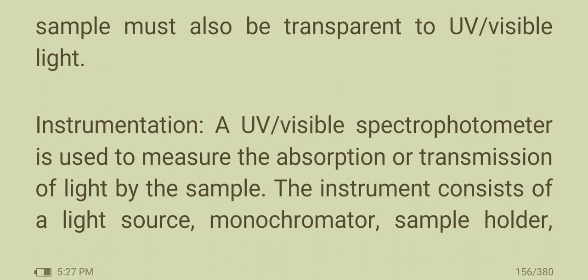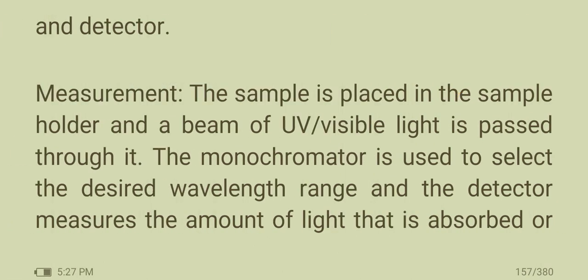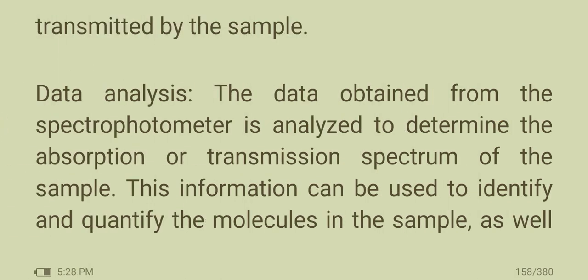Then instrumentation. The UV or visible spectrophotometer is used to measure the absorption or transmission of light by the sample. This instrument consists of a light source, monochromator, sample holder and detector. The sample is placed in the sample holder and a beam of UV or visible light is passed through it. The monochromator is used to select the desired wavelength range, and the detector measures the amount of light that is absorbed or transmitted by the sample.